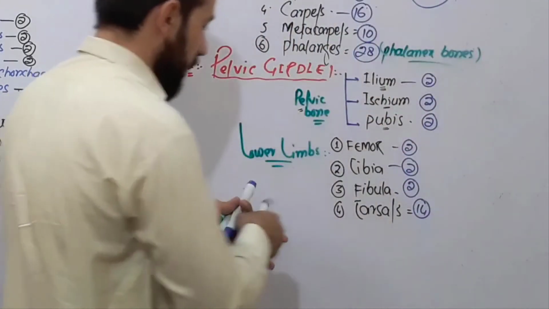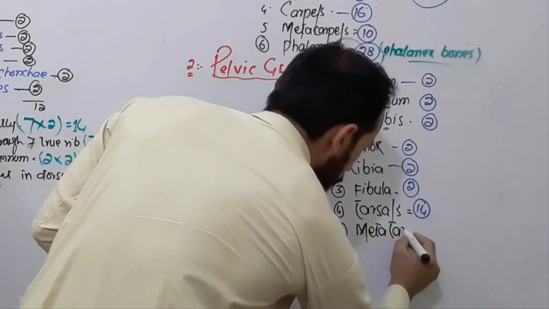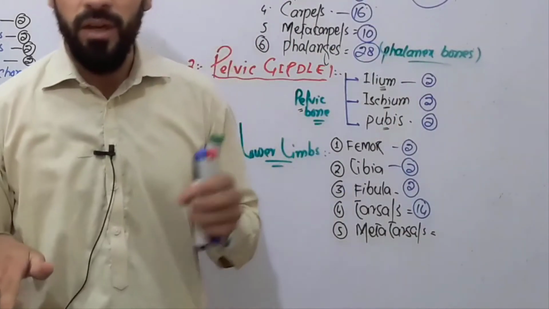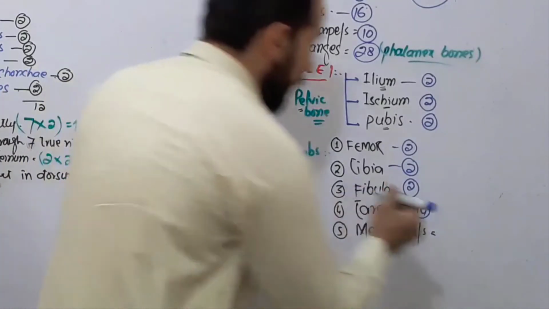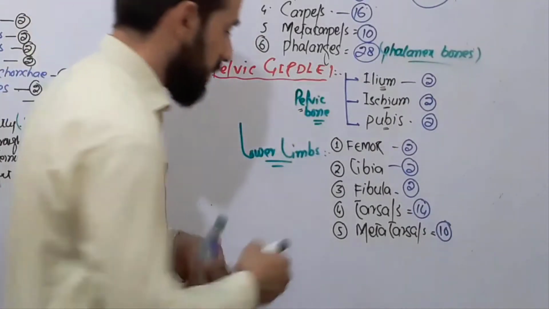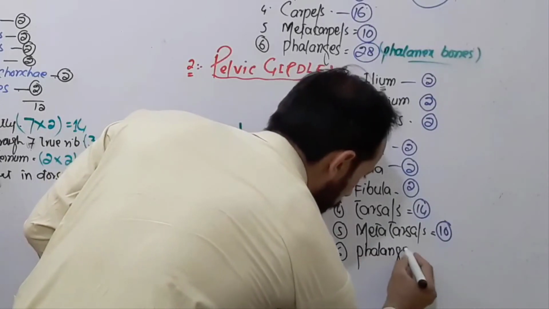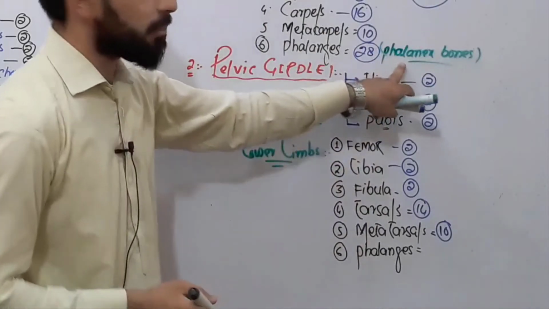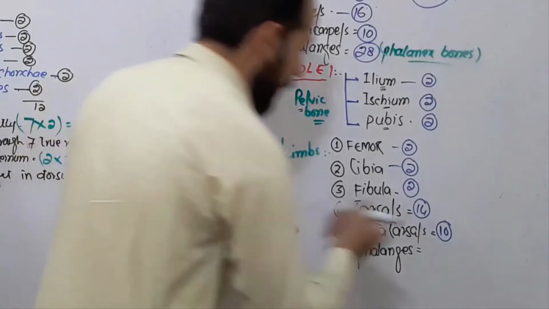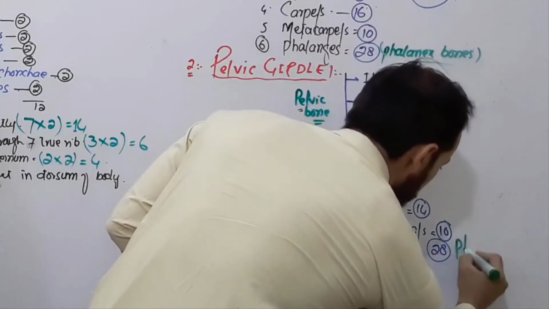And then there are metatarsals. Metatarsals, right? And how many metatarsals do you have? 5 in right foot and 5 in left foot, so total 10, right? And then there are your phalanges, which we should not forget. So these lower limb phalanges are also formed by the same phalanx bones as I told you here, and there are 14 in each foot. So we say there are 28 phalanx bones, right?